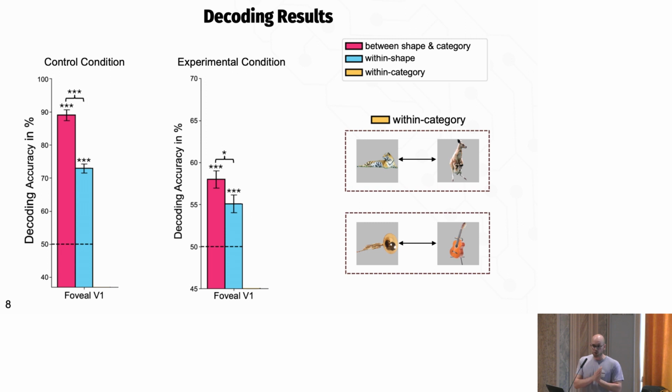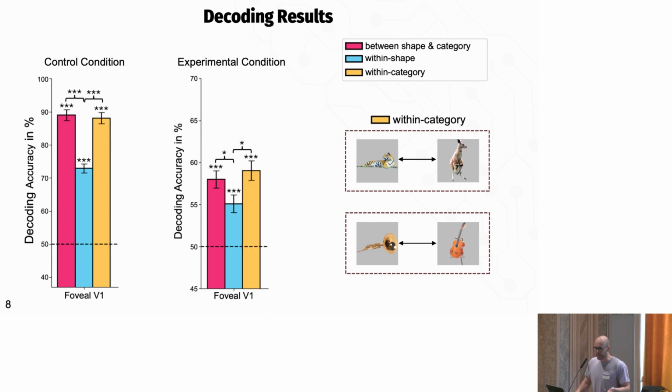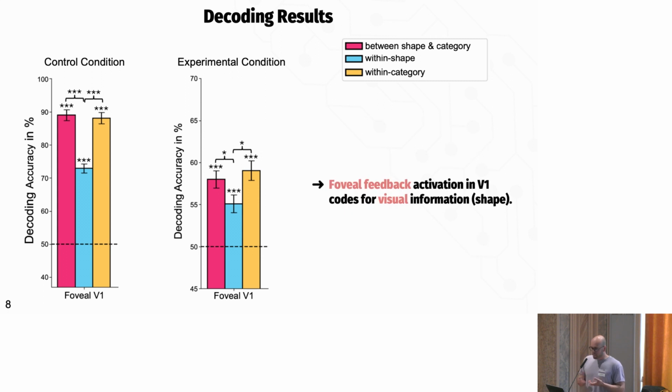We then did the same thing within categories. So here we took away the categorical information to see, does that maybe also degrade the decoding somewhat? And we don't find that in the control condition and also not in the experimental condition. So again, these are only 4 stimuli, but it seems like the foveal feedback activation that we find really seems to code for visual shape information, and there doesn't really seem to be higher order categorical information that is fed back to the fovea.